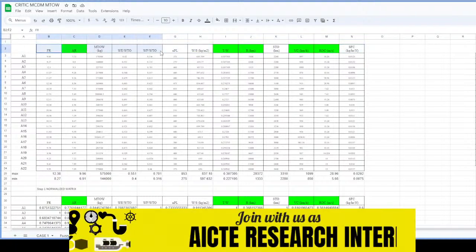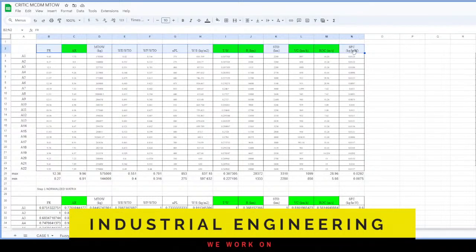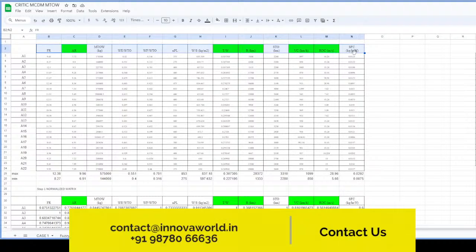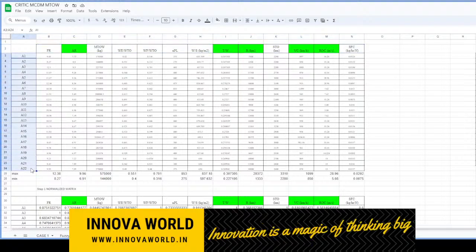Suppose you are working on hemoglobin, blood BP, that is blood pressure, or XYZ parameters. Those factors come under the criteria, right? So these are the list of criteria we'll have. This A1 to A2 are the alternatives.